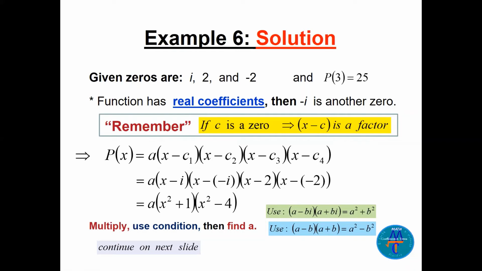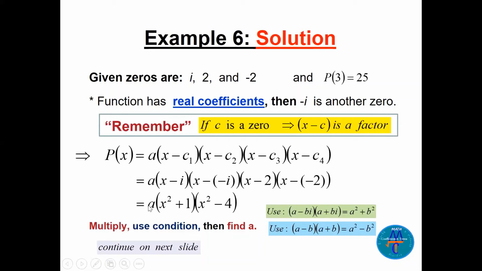So we are given real coefficients, and we know if c is a zero, directly we can say x minus c is a factor. So we have to put a times (x minus c1)(x minus c2)(x minus c3)(x minus c4). Put all the zeros: i, and there is also minus i, and there is 2 and minus 2. Now, when you multiply the first 2 brackets, you can use the sum of 2 squares because we have an i there. x minus 2, x plus 2, you can multiply by the difference of 2 squares. So the last 2 factors here, we get x squared minus 4. Here we get x squared plus 1.